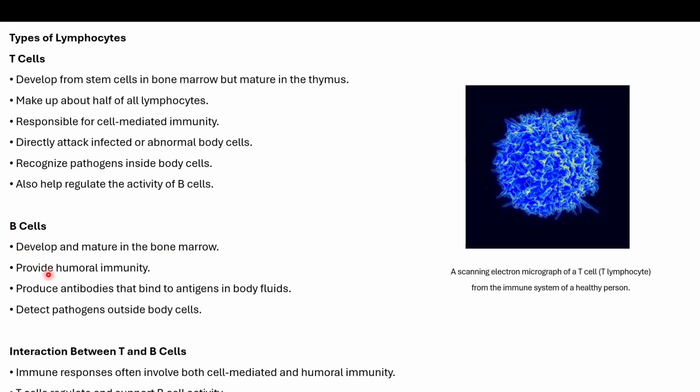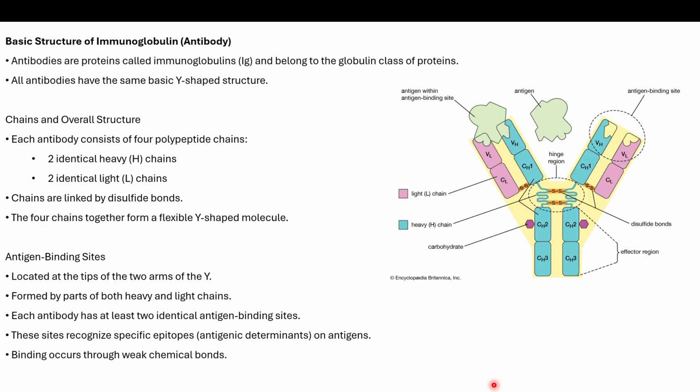And B cells help in humoral immunity, and they produce antibodies that bind to antigens in the body fluids. T cells recognize pathogens inside the body cells, whereas B cells detect the pathogens outside the cells of the body. So they travel along with the fluid inside the body. T cells are cell-mediated immunity, and B cells comprise humoral immunity.